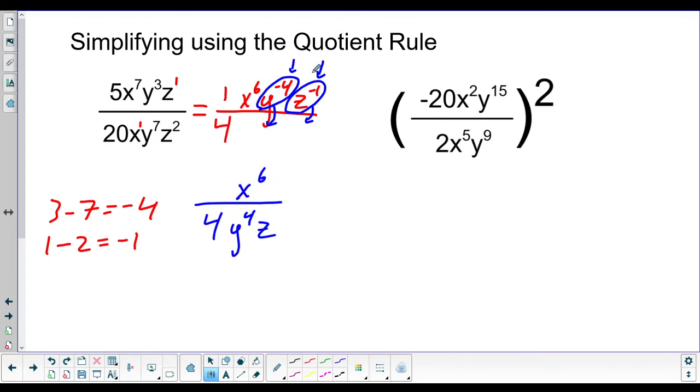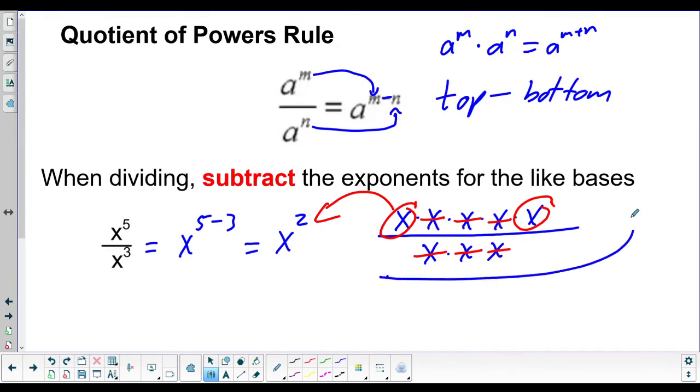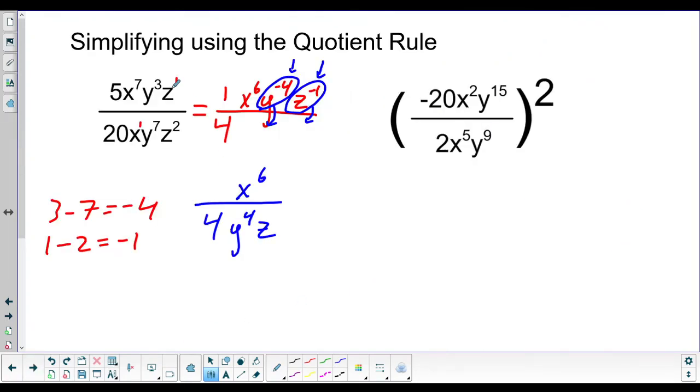Another way that you could maybe skip this step is you could think about it like this canceling process that I showed you here. 3 of these will cancel 3 of these. So 7, take 3 away would be 4. And the 4 would be on the bottom because there's more on the bottom than on the top, right? So you can kind of skip this step if you're really careful about it.